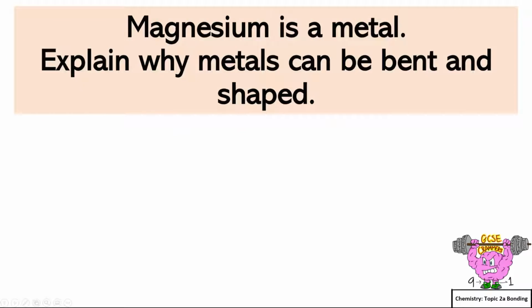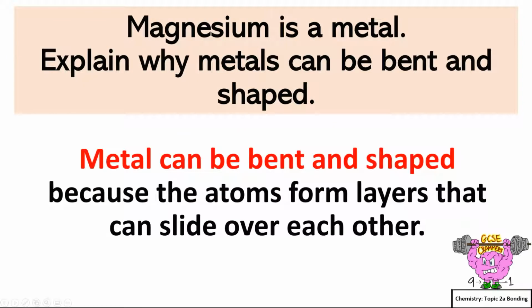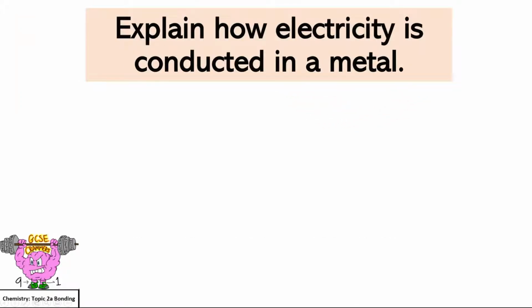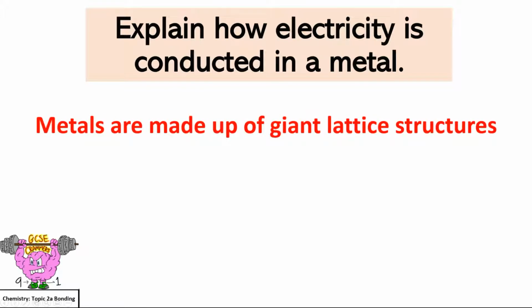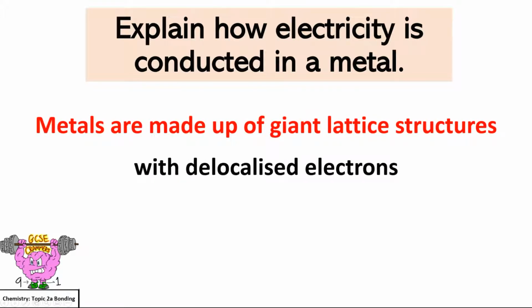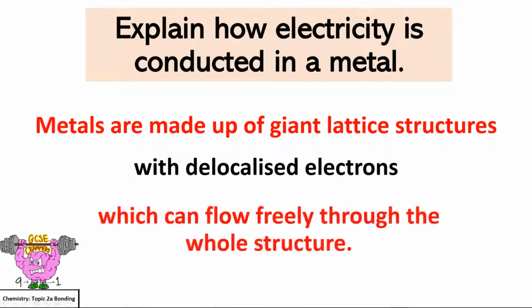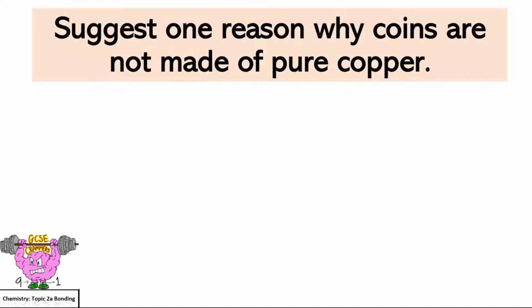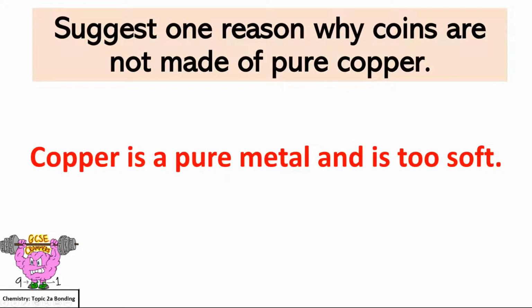Magnesium is a metal. Explain why metals can be bent and shaped. Metal can be bent and shaped because the atoms form layers that can slide over each other. Explain how electricity is conducted in a metal. Metals are made up of giant lattice structures with delocalized electrons, which can flow freely through the whole structure. Suggest one reason why coins are not made of pure copper. Copper is a pure metal and is too soft.